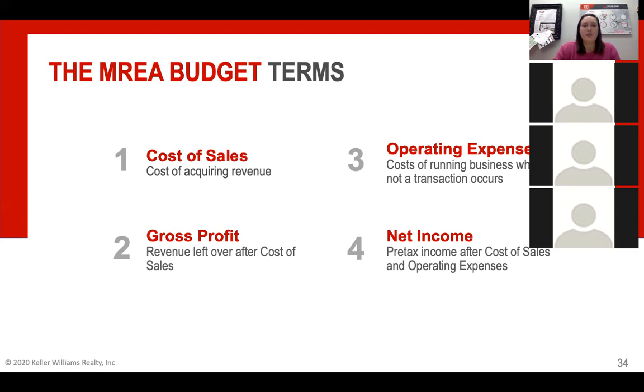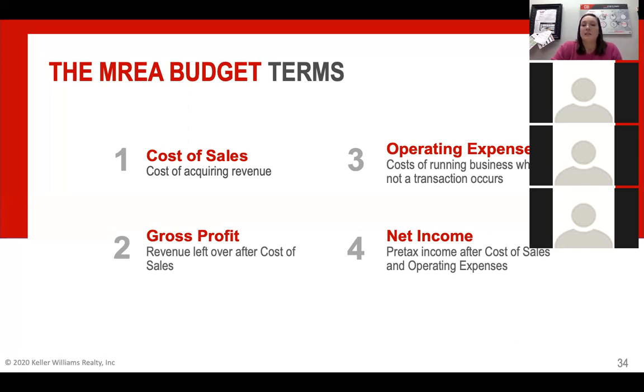So here are some terms that we will be talking about a lot. So cost of sale, and that is acquiring revenue. So it's a cost of acquiring revenue. Anything that happens as a result of a sale you have is a cost of sale. Your brokerage commission split is a cost of sale. Okay. Regardless of what brokerage you're at, you're going to have a commission split. And that is going to be your cost of sale, bare minimum. There are additional things that go into this column, but for just the basics, that is your commission split.